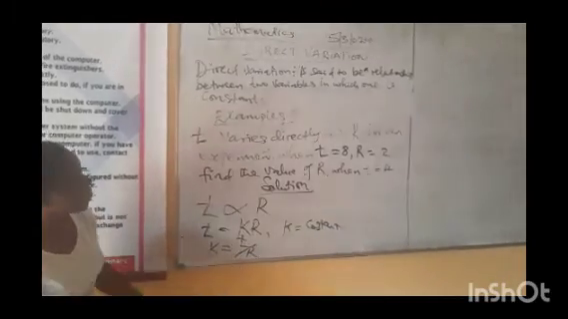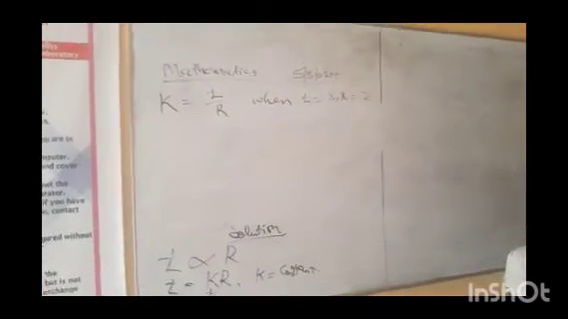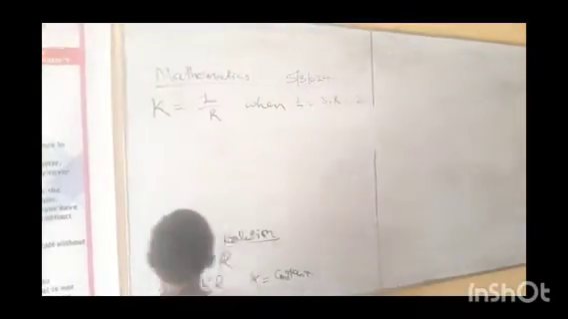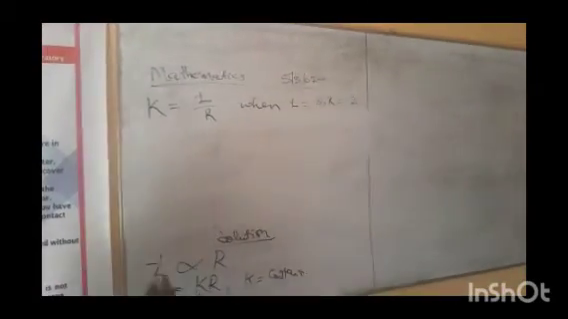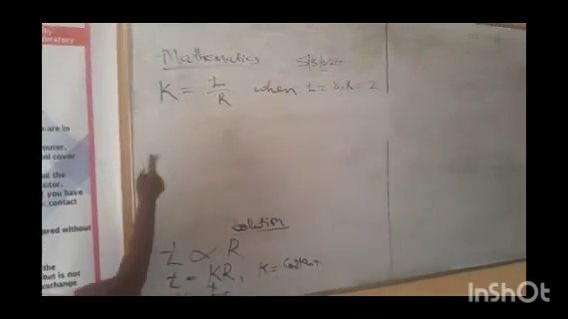Now, the next thing to do is to apply the values of those variables. Okay? We ought to apply the values of those variables. Okay? I hope you are following me. This is our k now. It has been made the subject of the formula. k is equal to t over r.